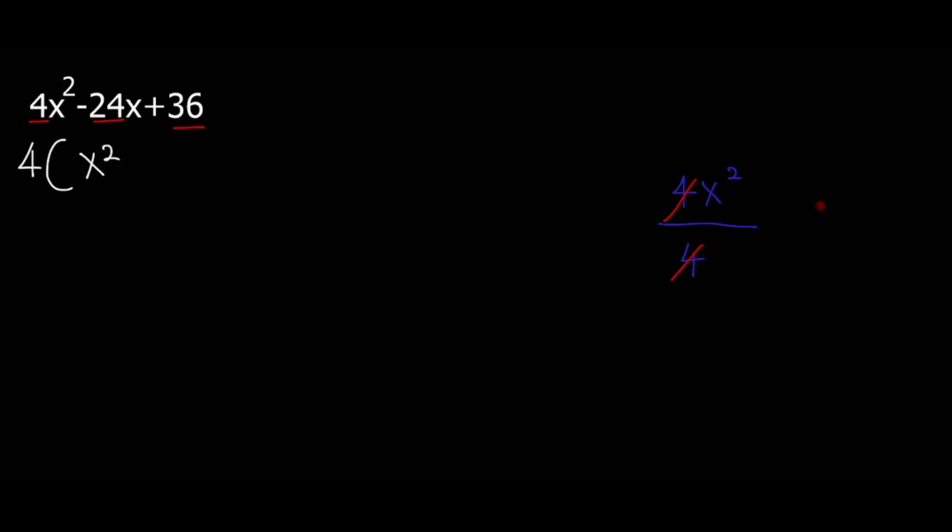And then -24x divided by 4. -24 divided by 4 is -6. So we'll have -6x. And then positive 36 divided by 4. 36 divided by 4 is 9.